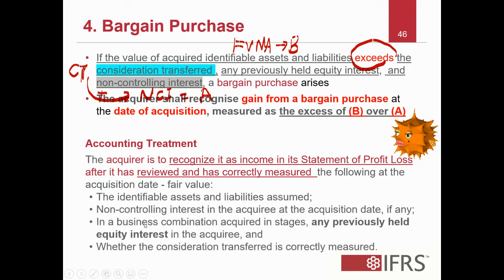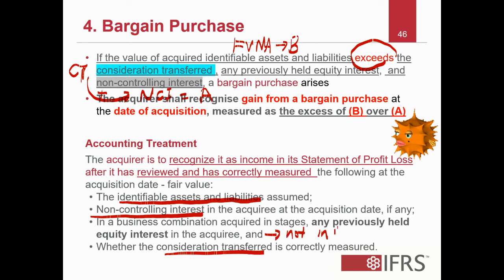So these are the reviews that should have been done. You can read this yourself, meaning that you need to make sure that assets are all correctly calculated and measured. Non-controlling interest is also reassessed and measured. And the consideration transferred is also being correctly measured. And remember, this one, as I said, is not in the syllabus, but it can be done for your advanced study: the previously held equity interest in the acquiree.